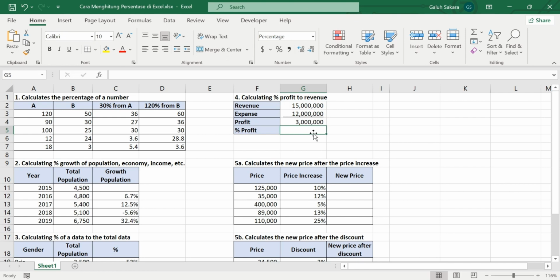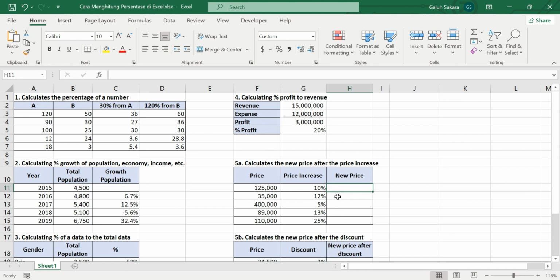Okay, this is the formula for calculating the percentage of profit to revenue. It's equal sign, and then profit divided by revenue. Okay, so the result would be 20%. The data from G4 as the profit divided by G2 as the revenue, total revenue. Okay, it's a profit of 20%.